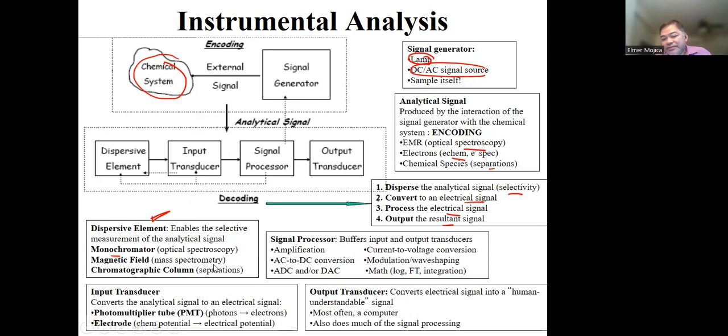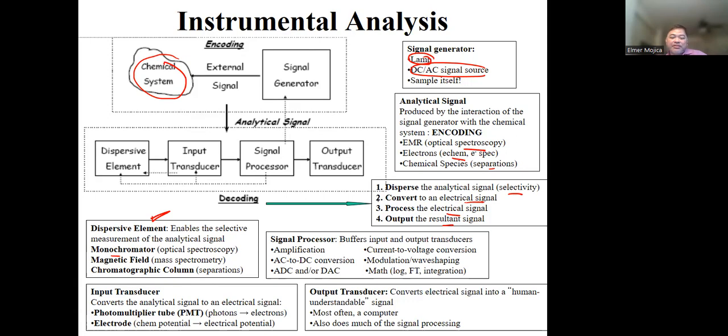Now, if it's mass spec, it has something to do with the magnetic field. The magnetic field would separate your sample in terms of the mass-to-charge ratio. In terms of the column, the interaction of your mobile phase and stationary phase, so the mobile phase is moving and the stationary phase is there. The interaction that they have there results in this so-called separation. So yan yung mga dispersive element that we have, and we will go over it as we go on each technique.